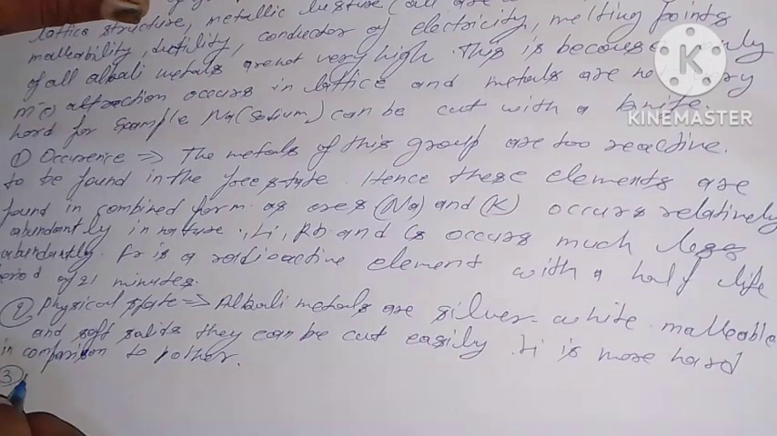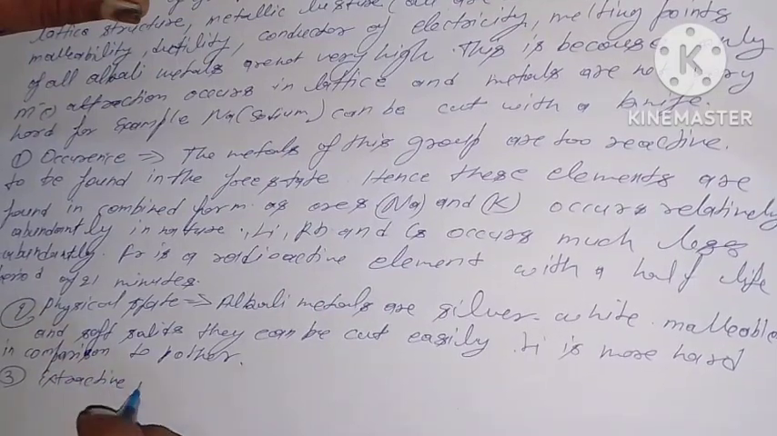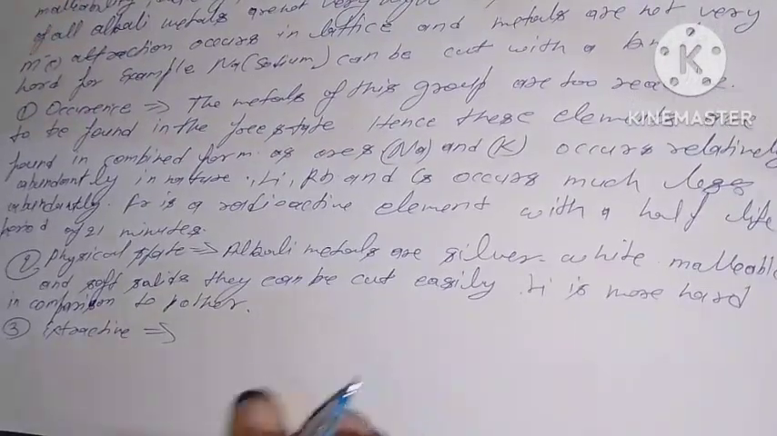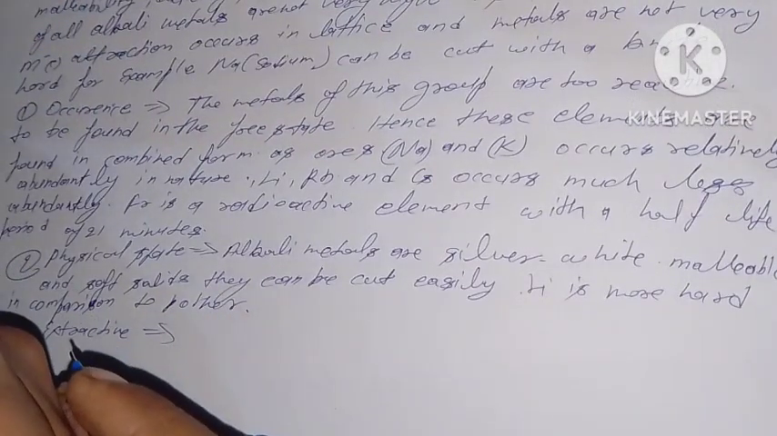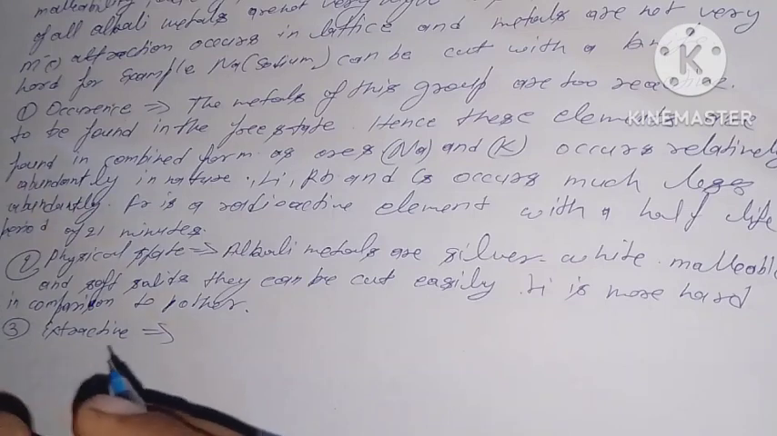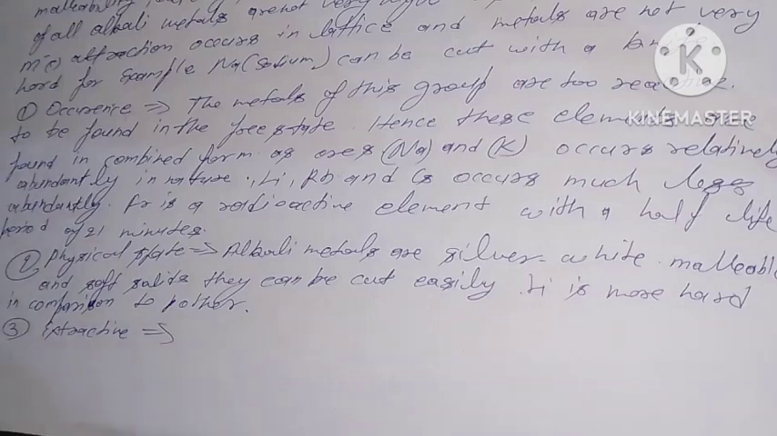Next, third point, extraction. The metals may be isolated by electrolysis of fused salts, such as halides or hydroxides, often with impurity added to lower the melting point.